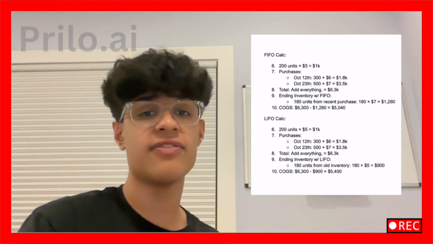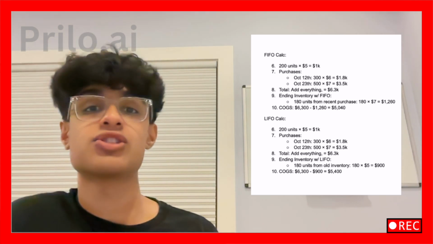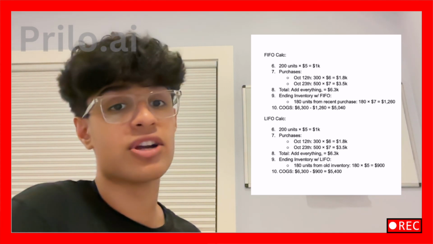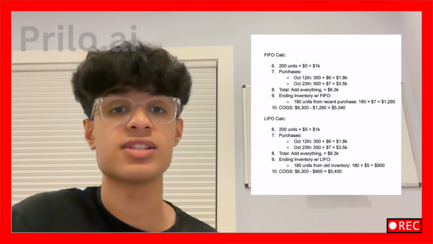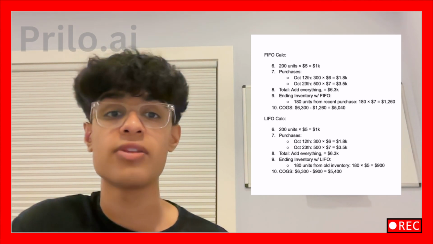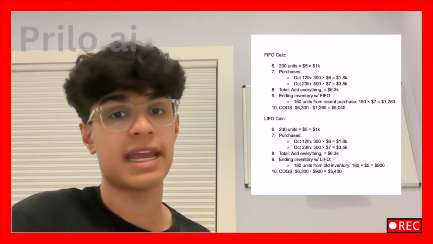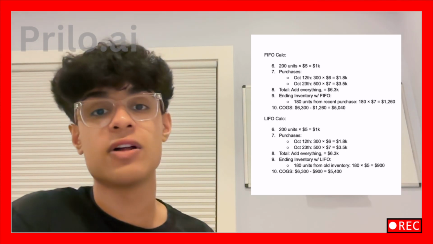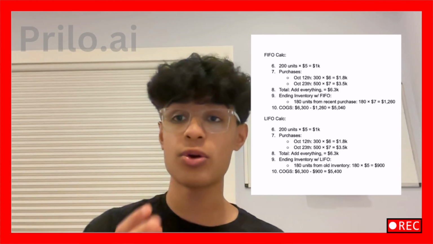Now if we move on to LIFO, we'll see that the beginning inventory on October 1st once again starts with 200 units multiplied by that $5, and you get 1,000. Then if you take into consideration the purchases, the calculations are pretty much the same for FIFO and LIFO: on October 12th, 300 units at that $6 unit cost, resulting in 1,800, and then October 23rd, 500 times $7, which results in 3,500. When you add that all together, the total available for sale is 6,300.